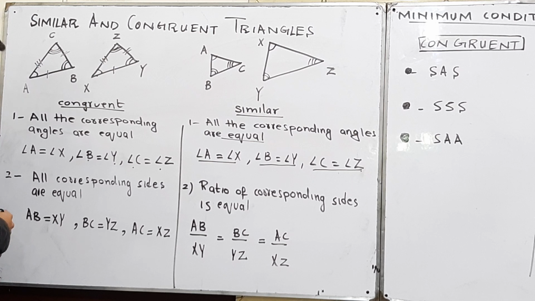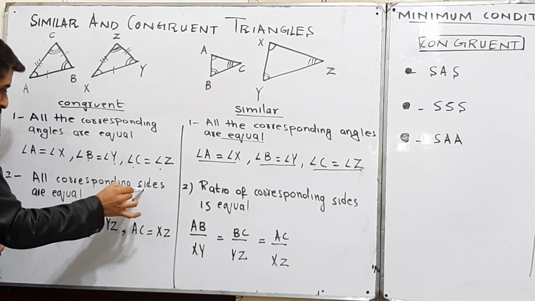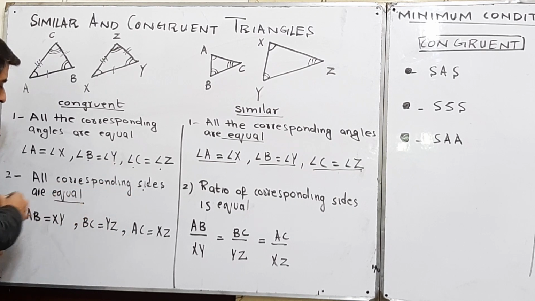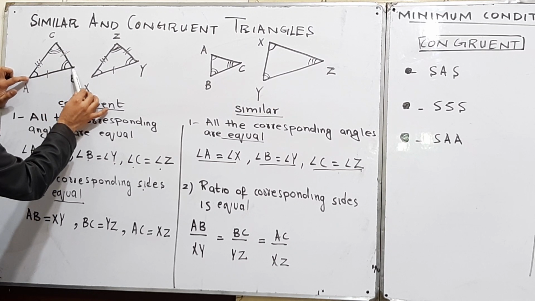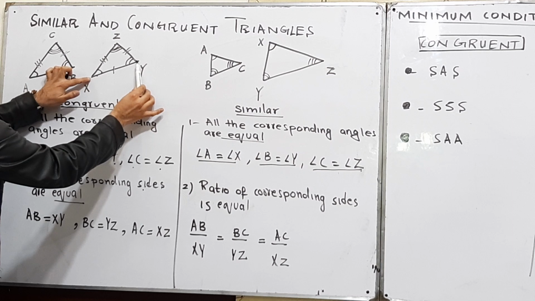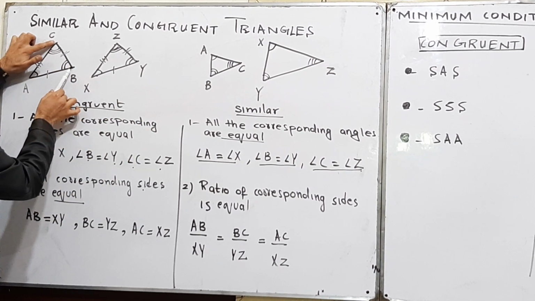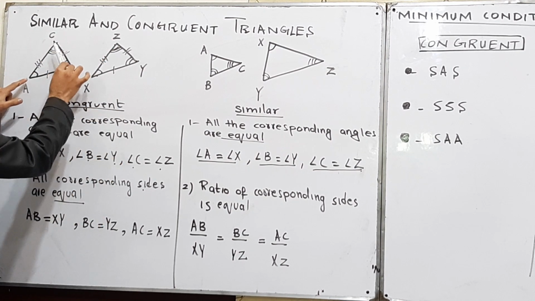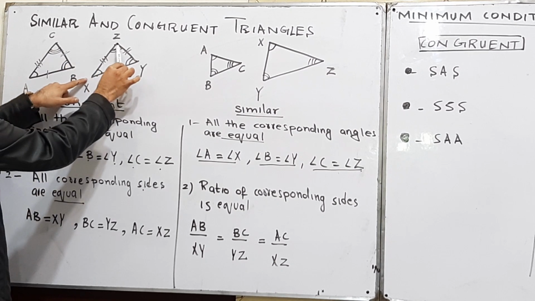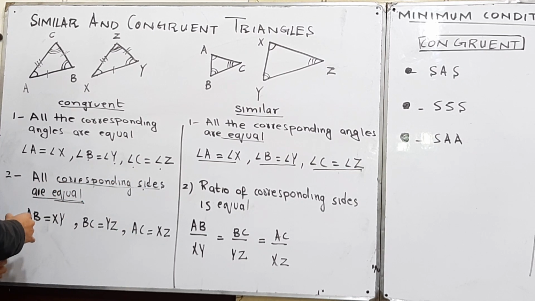Now, the second property for congruent triangles is that all the corresponding sides are equal. The length of AB and the length of XY are the same. Similarly, the length of BC and the length of YZ are the same, and the length of AC and XZ are equal. So, corresponding sides are equal in length.